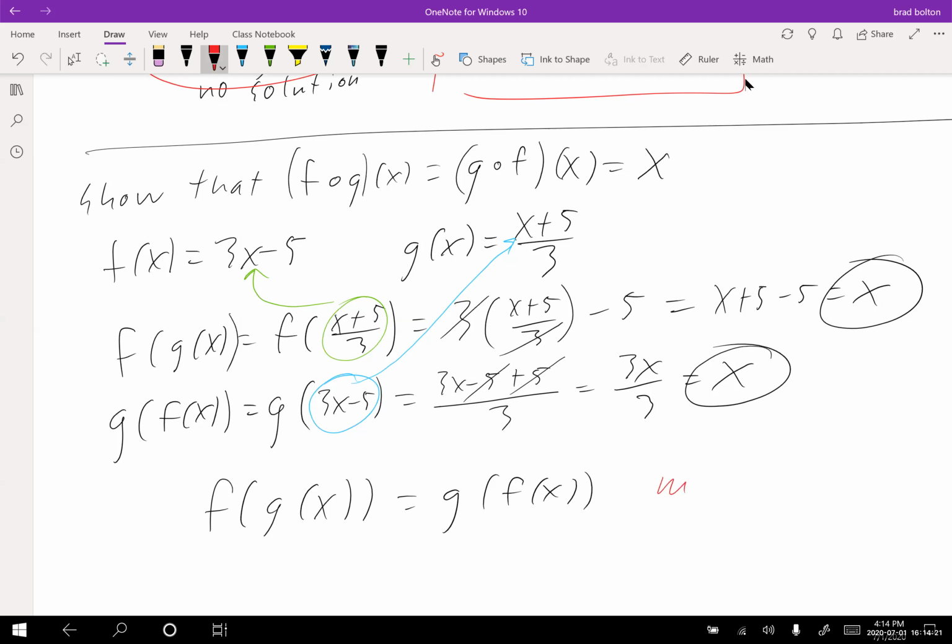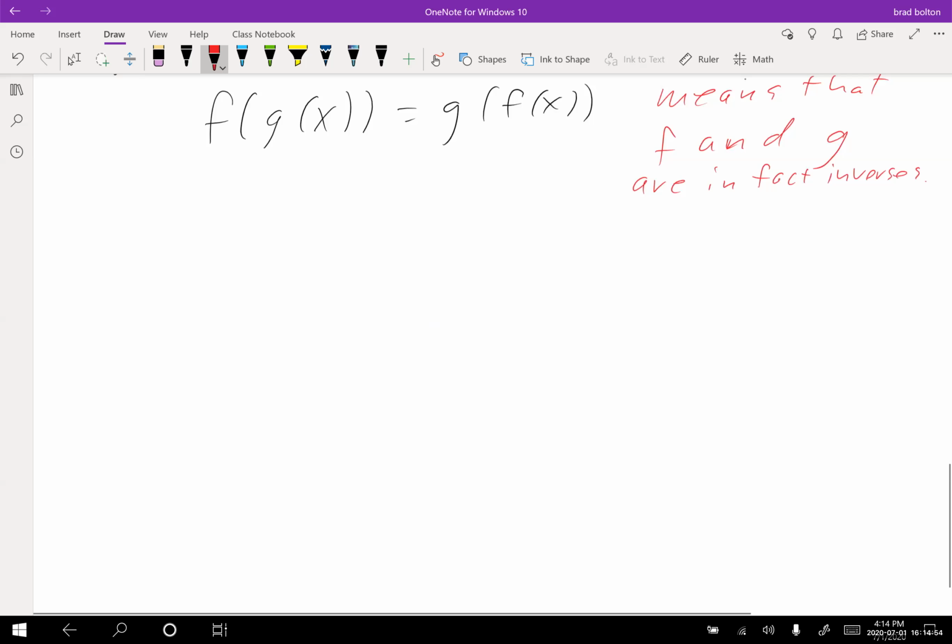This means that f and g are, in fact, inverses. So this is something we'll talk about in the next section. When you compose two functions front to back, or from f to g and from g to f, and you get x exactly as your final answer both ways, that means that they are in fact inverses of each other. So this is something that we'll talk about in the next section a little more heavily.